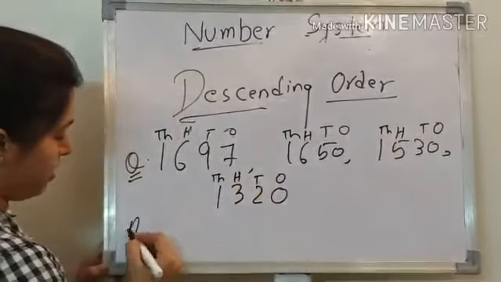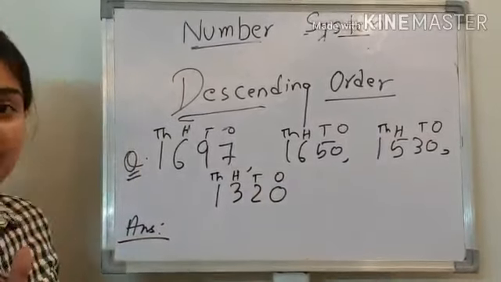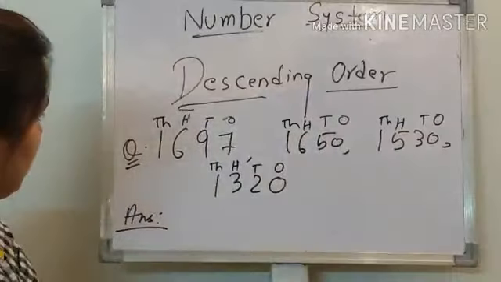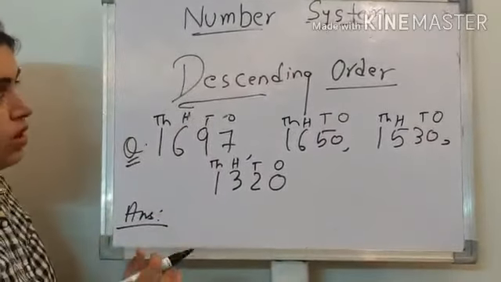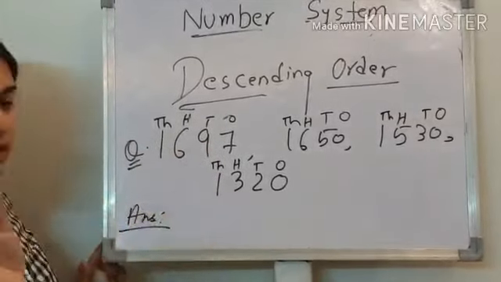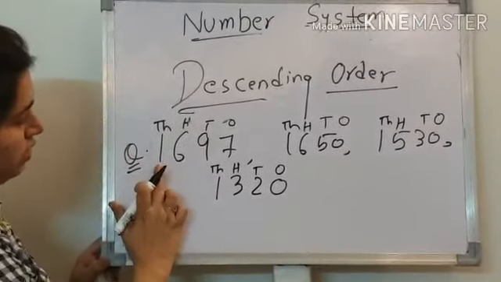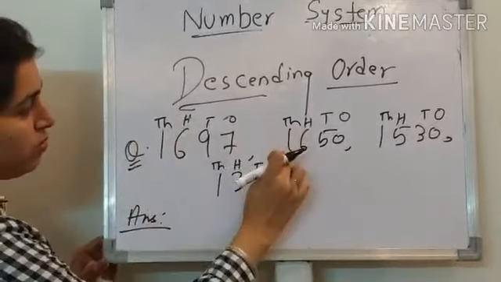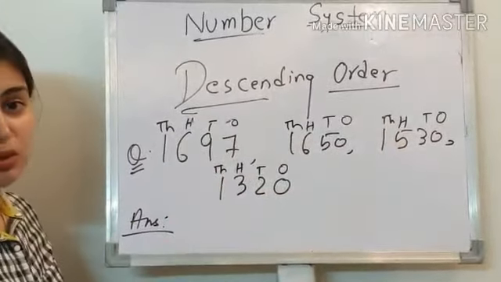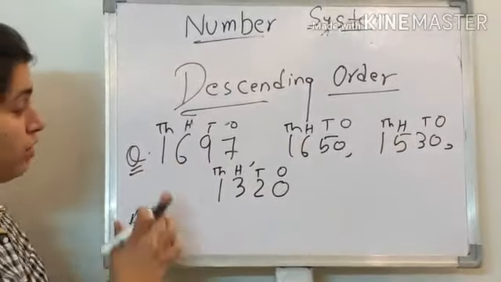Okay, students. The answer is descending, from big to small. So I have to find out which is the largest one. Now we have to compare from the extreme left side. So I am starting. Thousands place: 1, 1, 1, 1. So no result. Now move to the hundreds place.